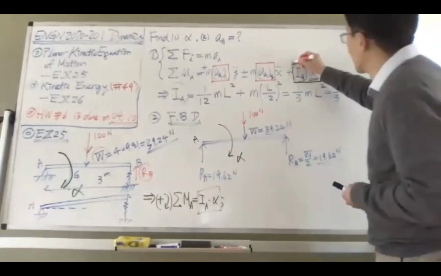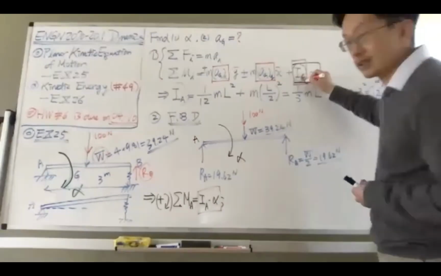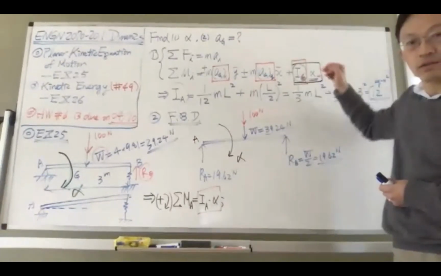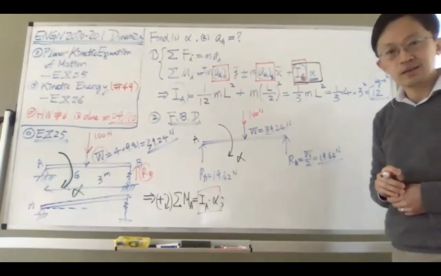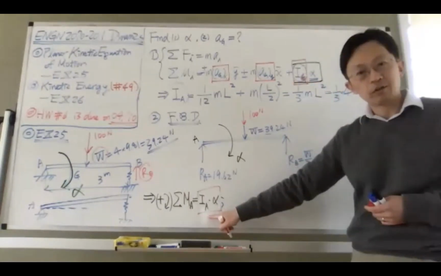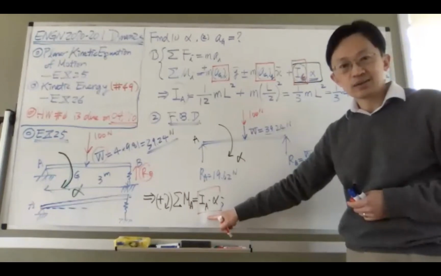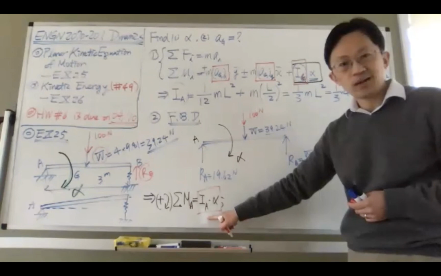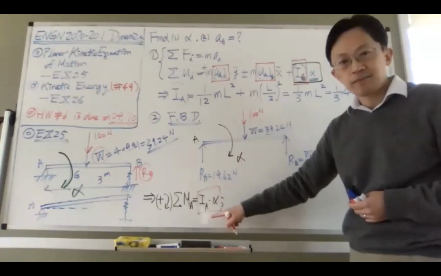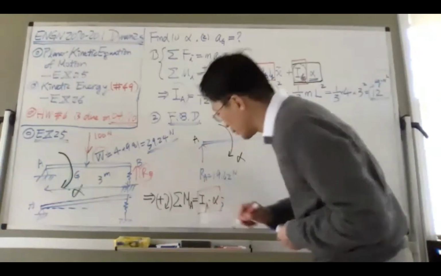Mass moment of inertia at the center of gravity. But when I put it down here, did I use the mass moment of inertia at the center of gravity? Did I use it? No. What did I use? The center of rotation. Yes, I use it at the center of rotation.